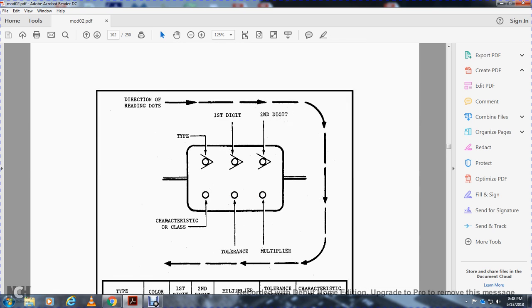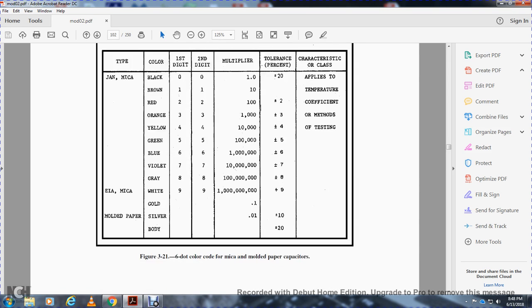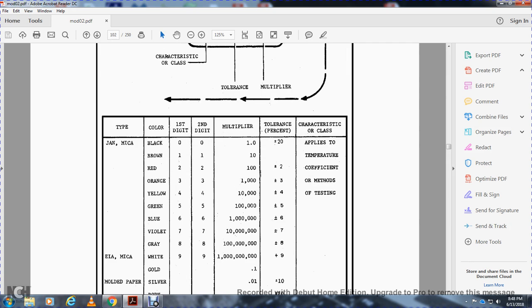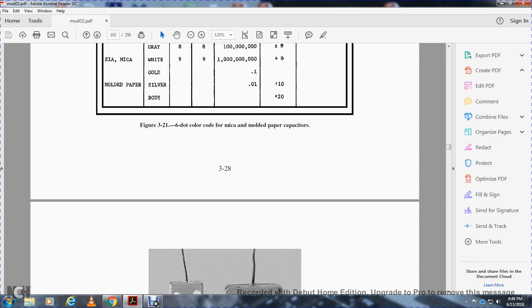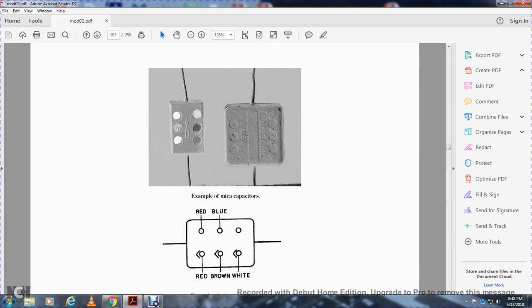So the direction of reading the dots goes in a circle. They show it with the greater-than signs. You have the type, the first and second digits following that. And then going around to the next greater-than sign, you have the multiplier, tolerance, and characteristic class. Notice that the colors go black, brown, red, orange, yellow, green, blue, violet, gray, white, gold, silver, and body, just like the other resistors. Example of the mica capacitors.